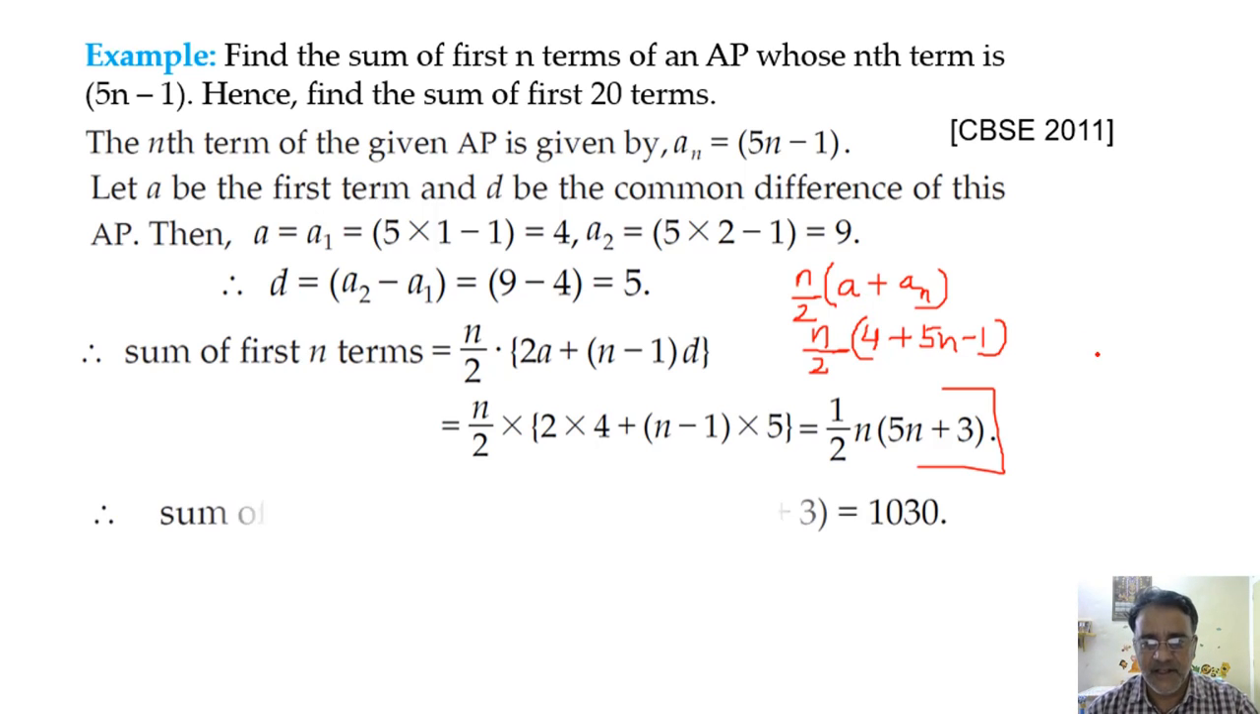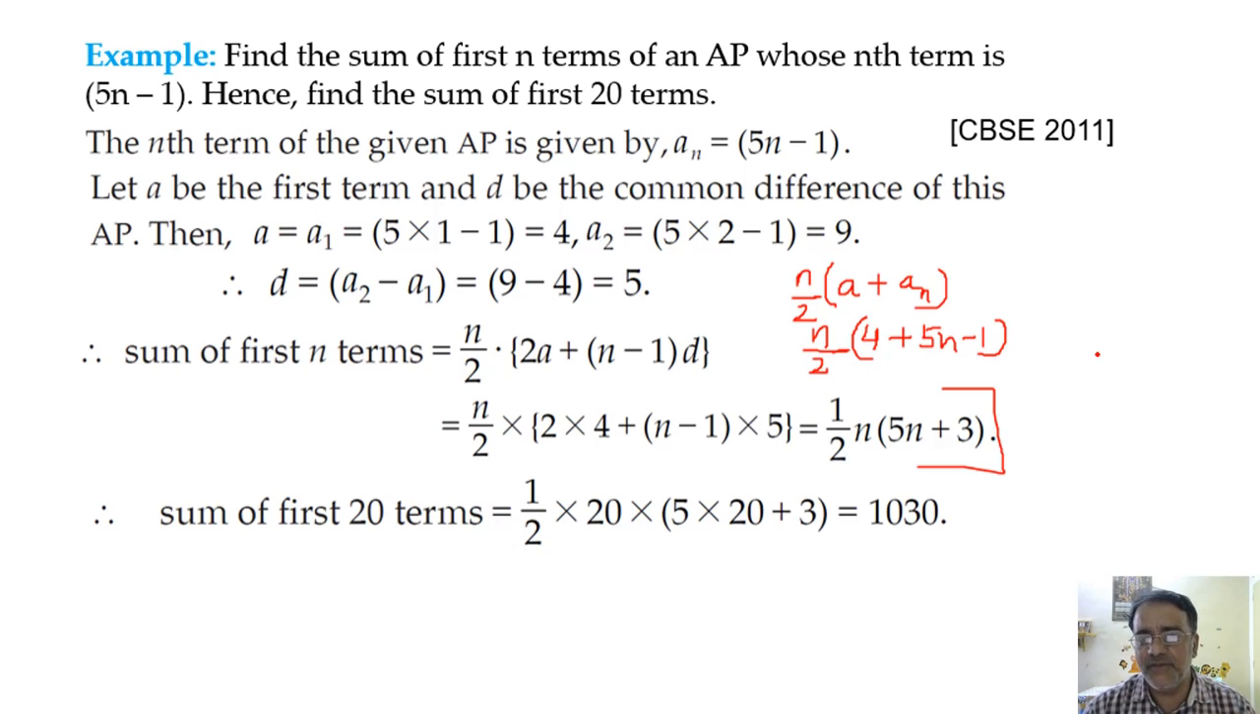Yes, sir. Right. So now we need to find the sum of the first 20 terms. So what will we do? We will substitute 20 right here. So half into 20 into 5 into 20 plus 3. If you solve it completely, you will get the answer 1030. Any doubt in this question? No, sir. Okay.